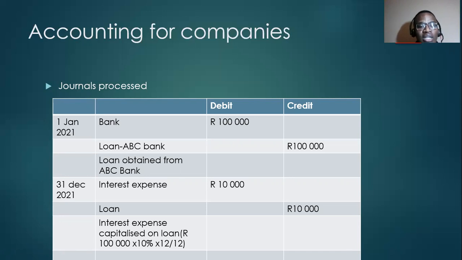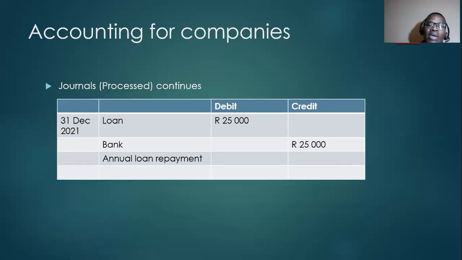Then on the 20th December, you calculate your interest. Your interest is 10% of your principal amount, which is 100,000. So it's 10% times 100,000. Then the loan was there for 12 months from 1 January 2021 to the 1 December 2021. Then your interest is 10,000, right?